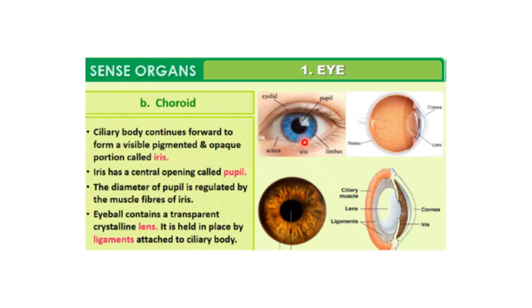Iris has a center which is called the pupil. This is the central opening. The diameter of the pupil is regulated by the muscle fibers of the iris. That's why our pupil increases and decreases in size depending on the light intensity. The eyeball contains a transparent crystalline lens. It is held in place by ligaments which are attached to the ciliary body.